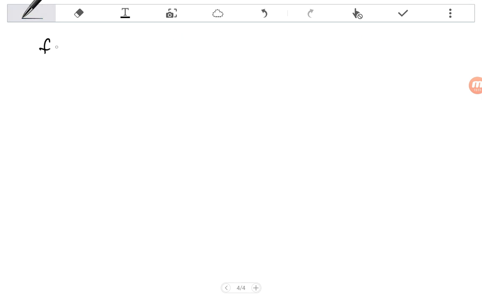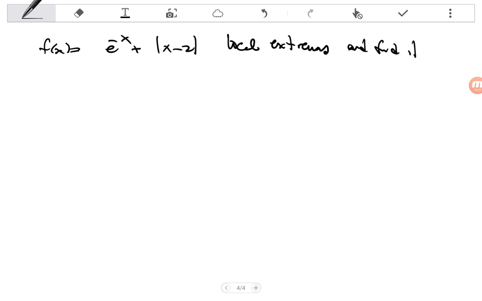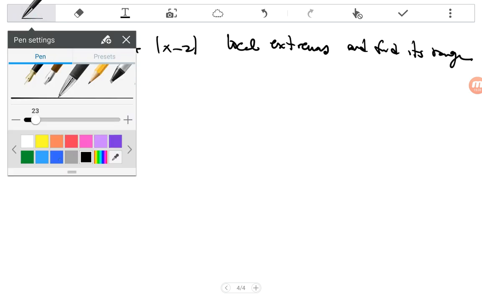Another example: f of x is given to be e power minus x plus absolute value of x minus 2. Check it for the local extremes, and find its range. Okay, let's check that.